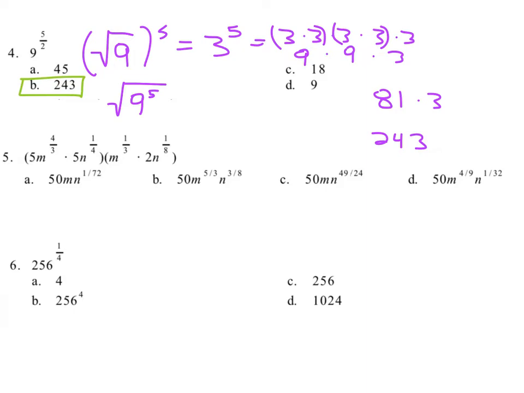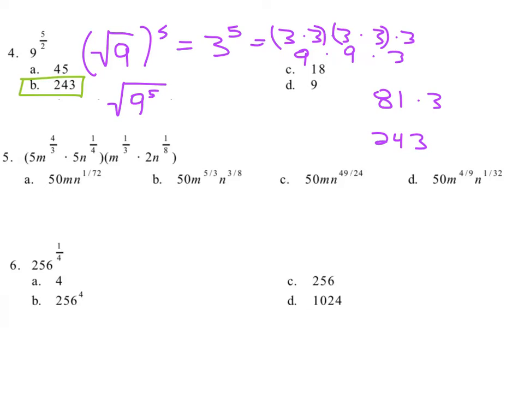So for this one, this looks like it would be some kind of FOIL problem, first, outer, inner, last, right? But it's not, because in FOIL problems, what you're dealing with is binomials where you have addition or subtraction in between, and that separates the terms. And that's not what's going on here. These terms don't have that, they have multiplication. So really you're just multiplying all this stuff together.